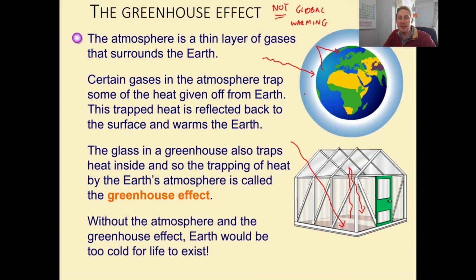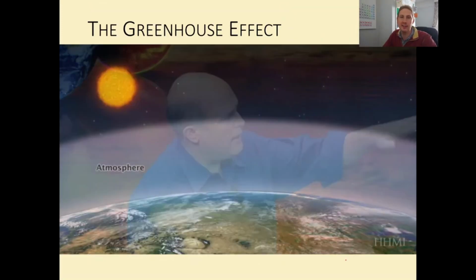And as it says there, without the atmosphere and the greenhouse effect, Earth would be too cold for life to exist. In fact, we owe our very existence to the greenhouse effect. It's purely natural, okay? So don't get thinking the greenhouse effect is something non-natural, something man-made. The greenhouse effect is perfectly natural. And other planets have greenhouse effects. So we're going to have a quick look at a video to explain this.